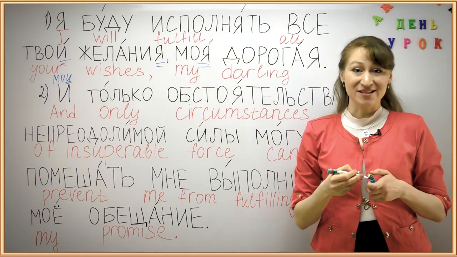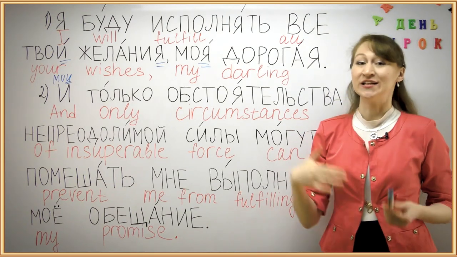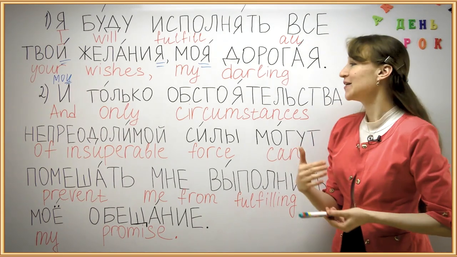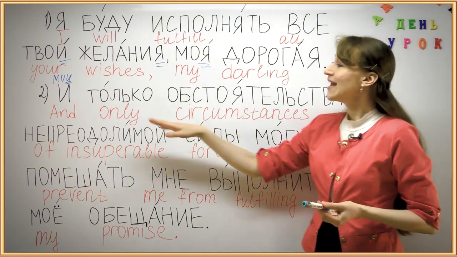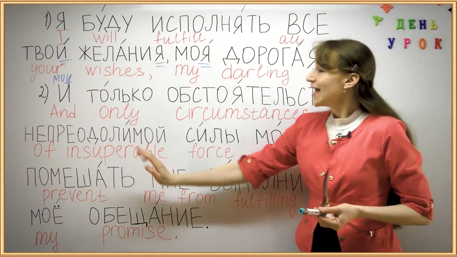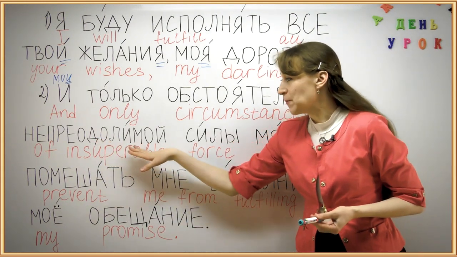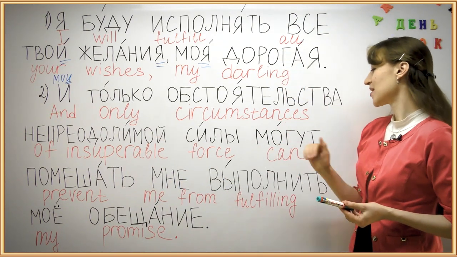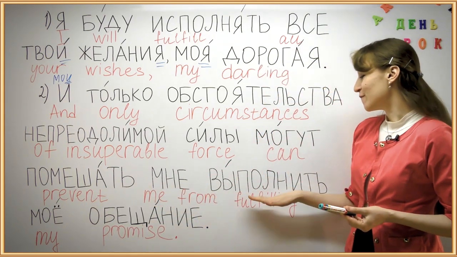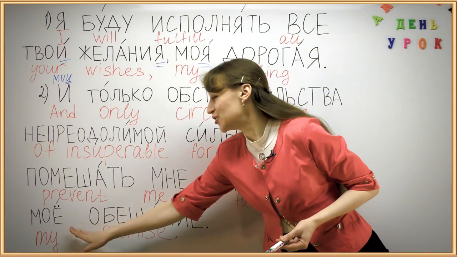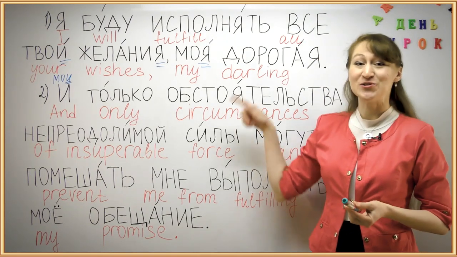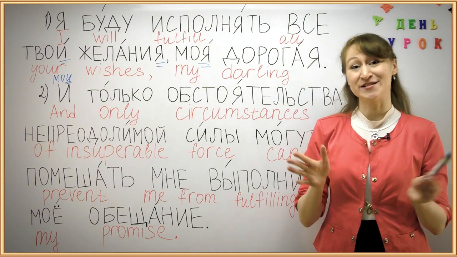If after you said the previous phrase, you don't want to stop and you want to turn your promise into an oath and you really want to show that you are committed to her, you can say this phrase. И только обстоятельства непреодолимой силы могут помешать мне выполнить мое обещание. So if you learn these two phrases, I'm sure she will be yours forever.